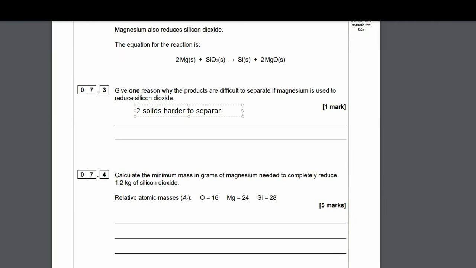Got a bit, oh my gosh. Separate. Oh my days. Separate.